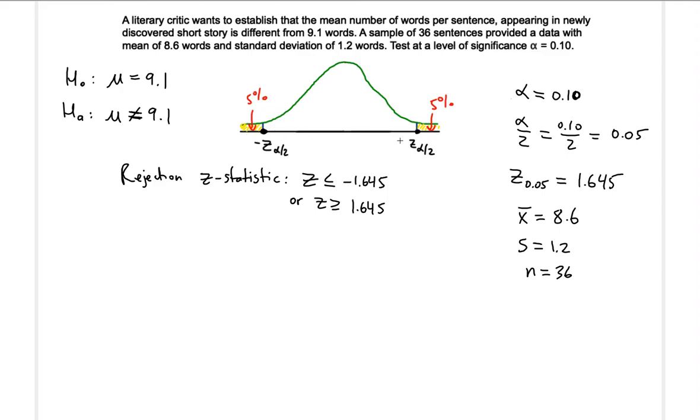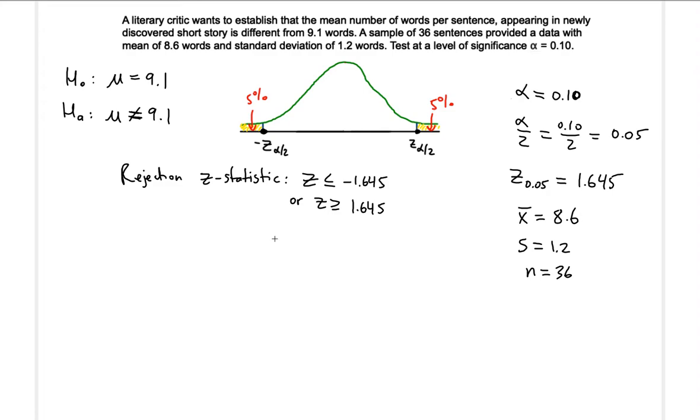So if the observed statistic that we gather from this information will exceed or be the same as 1.645, or be below or the same as negative 1.645, we know that we will reject the null hypothesis, because we're in the rejection region. We will just reject it and conclude that the mean time is not equal to 9.1. All right. So let's find the observed z statistic.